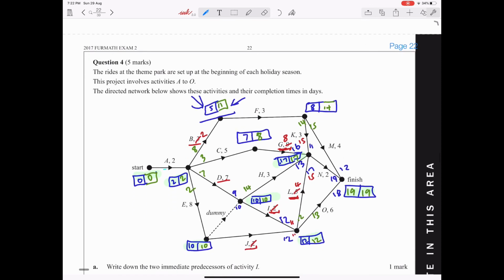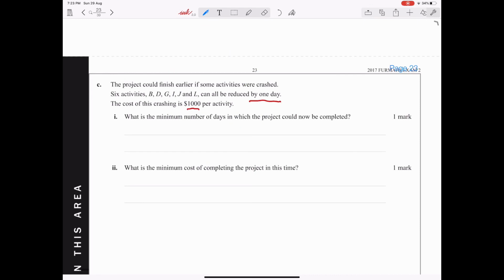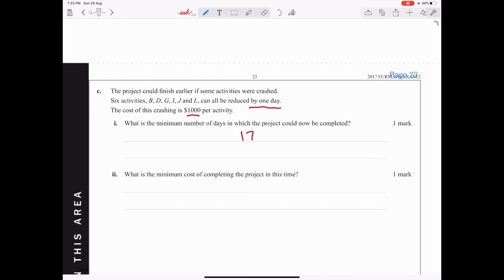So therefore, we've crashed 4 activities, and that would result in the minimum completion time. So 15 we've concluded is the largest number. So 15 plus 2 is 17, and therefore the new minimum completion time is 17. So therefore, for C I, what is the minimum number of days in which the project can now be completed? We've concluded that 17 is the new minimum completion time, and it's in days.